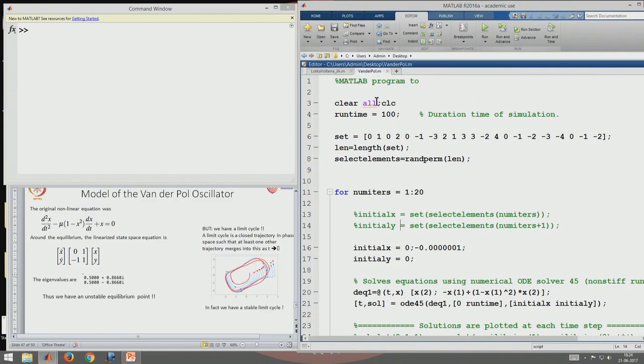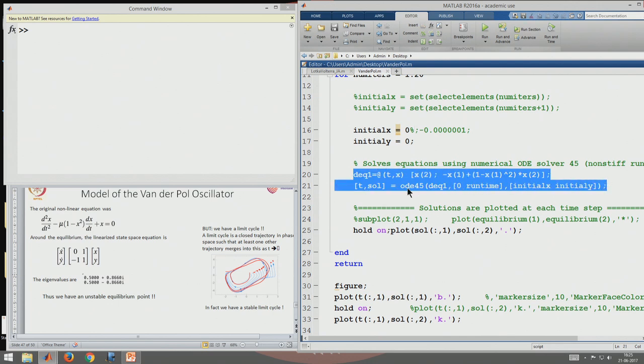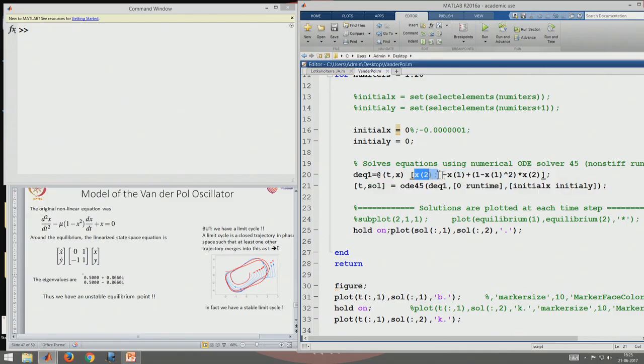Let me show one specific thing: let us start the simulation at the initial condition 0, 0. If you start at 0, 0, you will always stay there, because this is the equilibrium point. Like we did with the predator-prey model, we again use ODE45, the same as before. What will change, of course, is the model of the system.